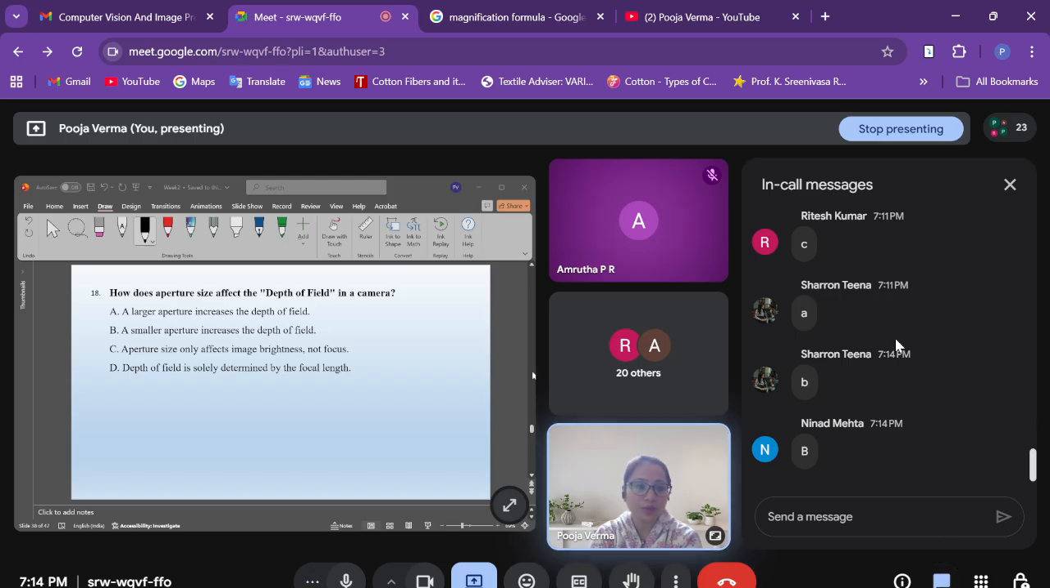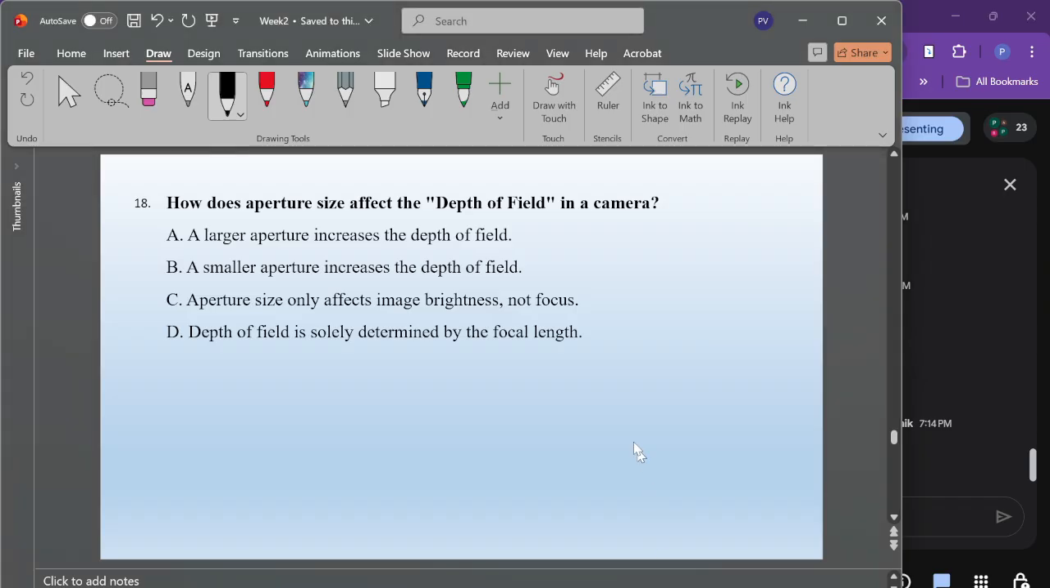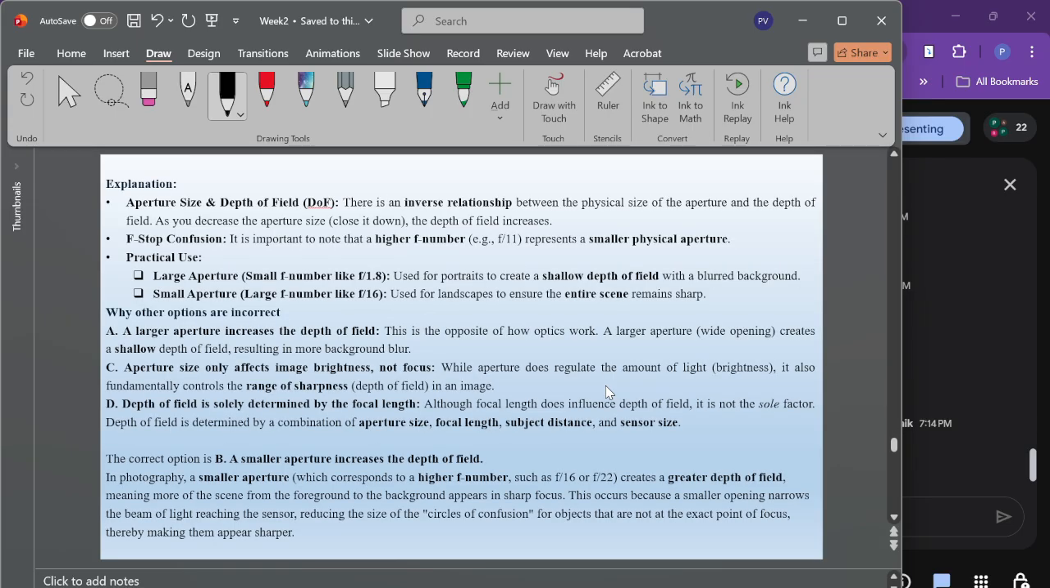Most of you are giving the answer: it is option B or D. So how does aperture size affect the depth of field in a camera? Okay, let's see the detailed solution here.